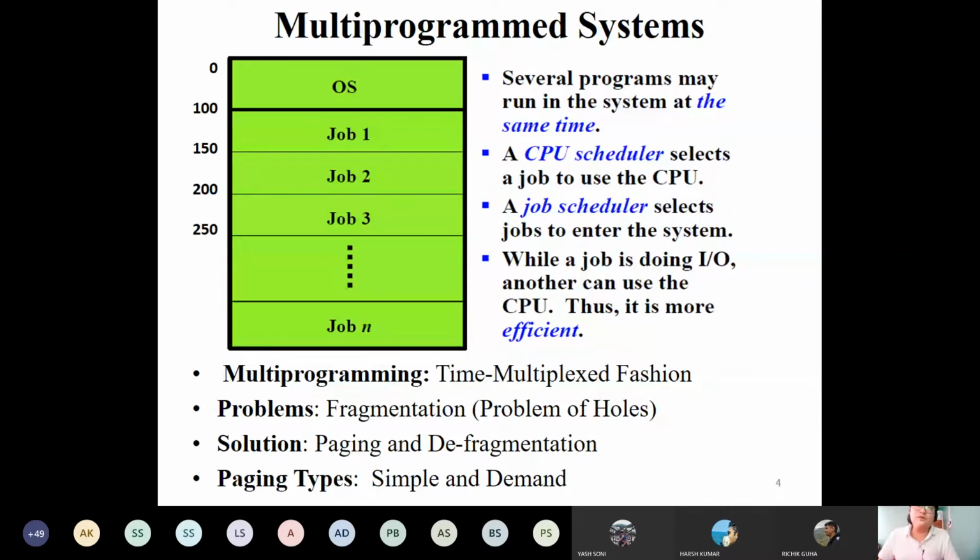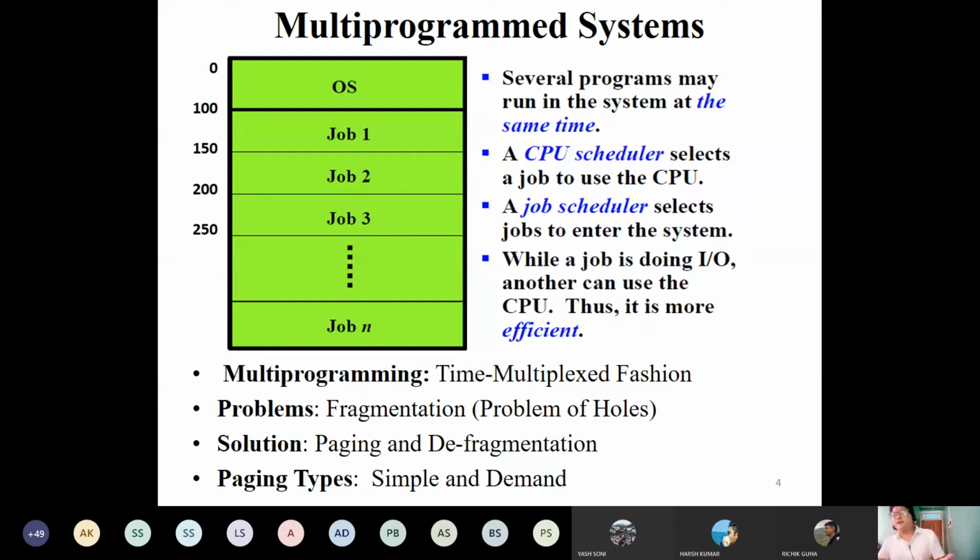So what is the job of the CPU scheduler? It is to select the job which the CPU has to execute. So the CPU scheduler schedules the CPU, or the processor. That is the main task of the job scheduler and CPU scheduler.